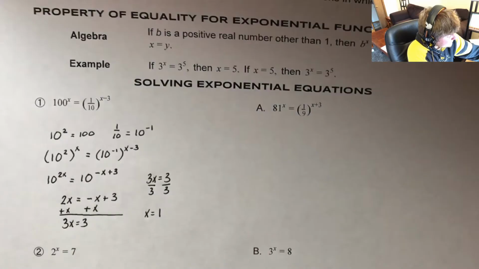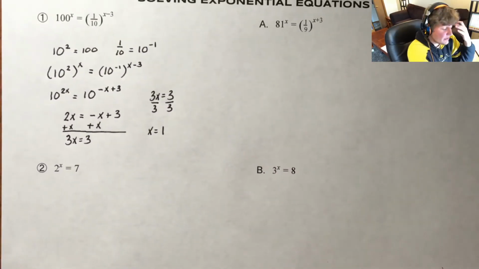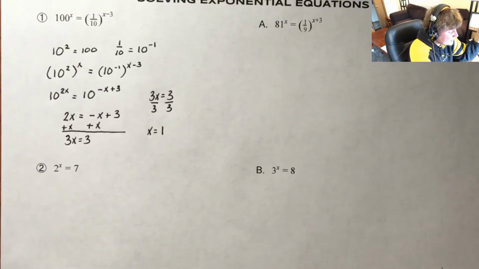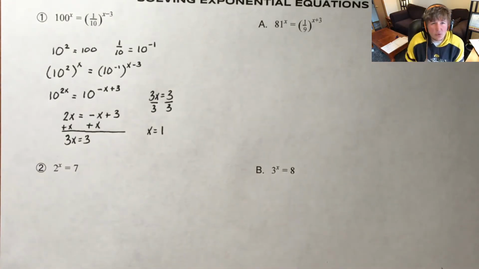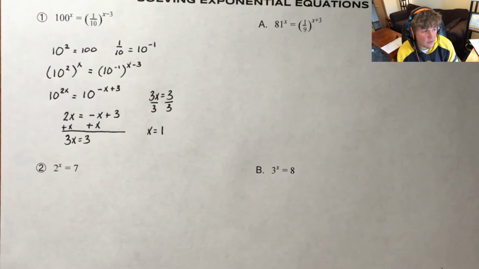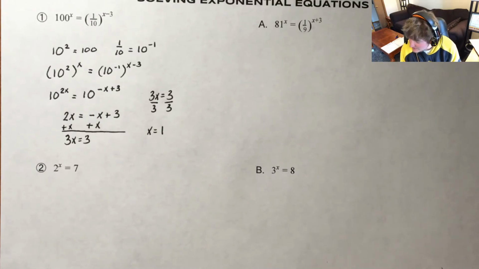Okay, so let's look at 2. The first thing when I'm looking at these problems, I want to ask myself, can these numbers be rewritten to have the same base? So I have 2 to the x power, and it's equal to 7. 2 really can't be rewritten as a different base, and then we want to ask whether 7 can be rewritten as a different base. Well, I know 8 can, because 8 can be rewritten as 2 to the 3rd power, but it doesn't seem to me that 7 can be rewritten.